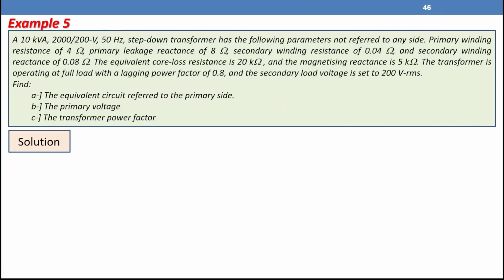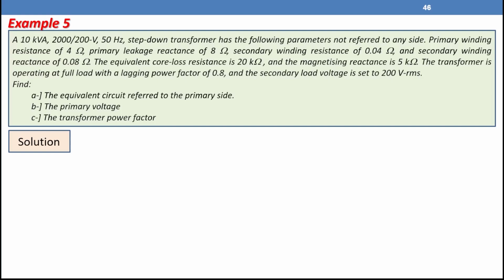Let us take a comprehensive example for this part, which is referring to the primary or secondary for the exact equivalent circuit. We have a 10 kilovolt ampere 2000/200 volt 50 hertz step down transformer, which has the following parameters not referred to any side. Primary winding resistance of 4 ohm, primary leakage reactance of 8 ohm, secondary winding resistance of 0.04 ohm, and secondary winding reactance of 0.08 ohm. The equivalent core resistance is 20 kilo ohm and the magnetizing reactance is 5 kilo ohm.